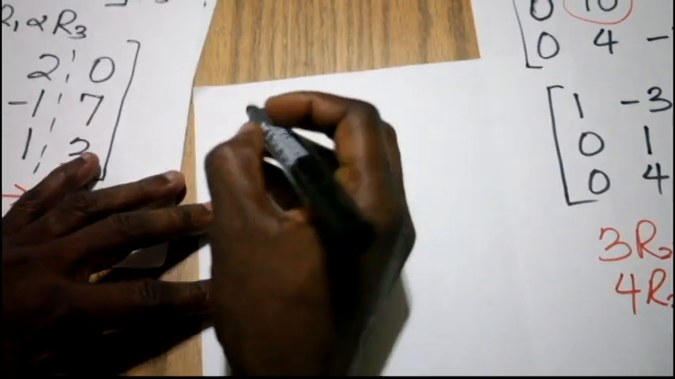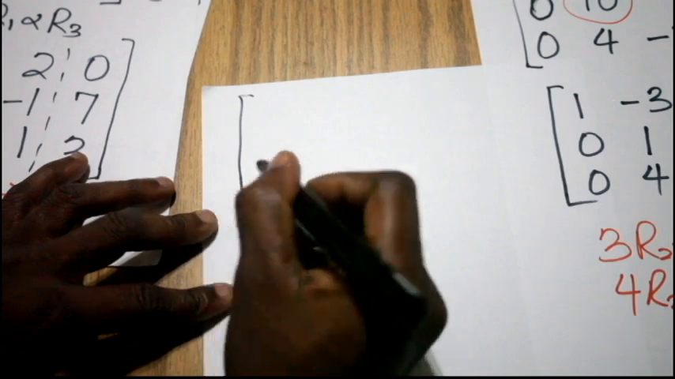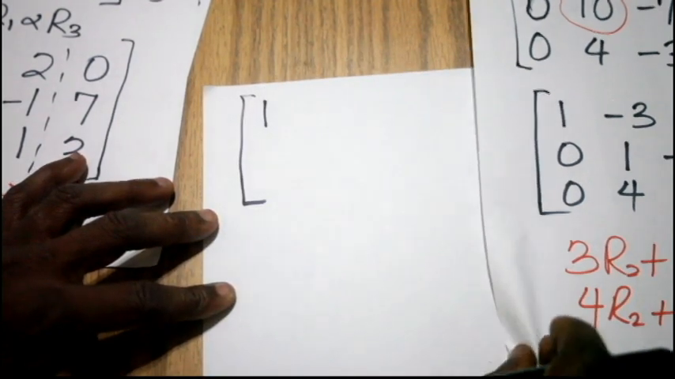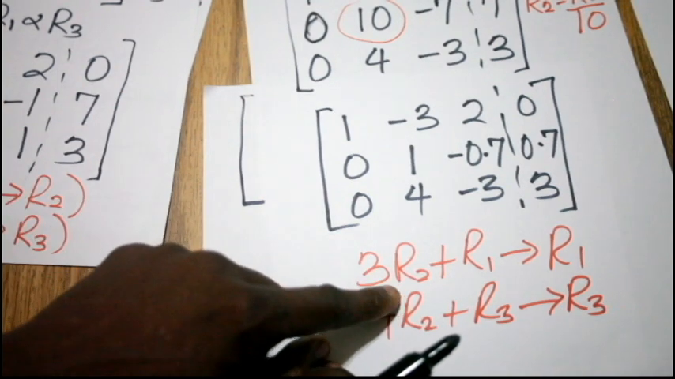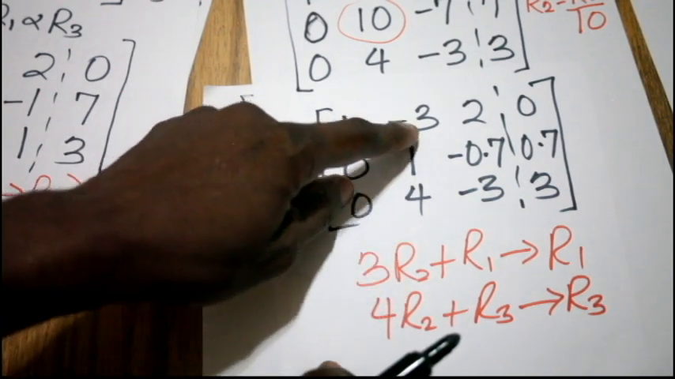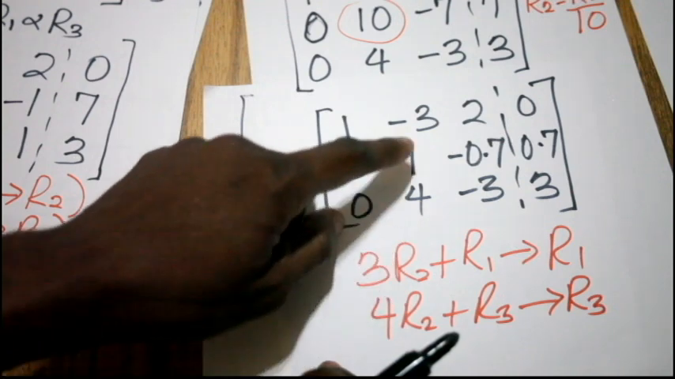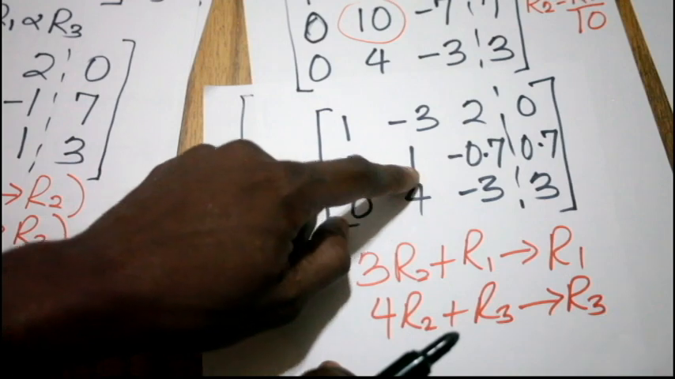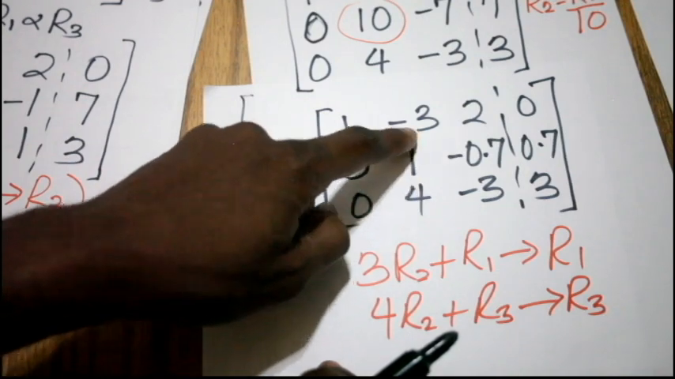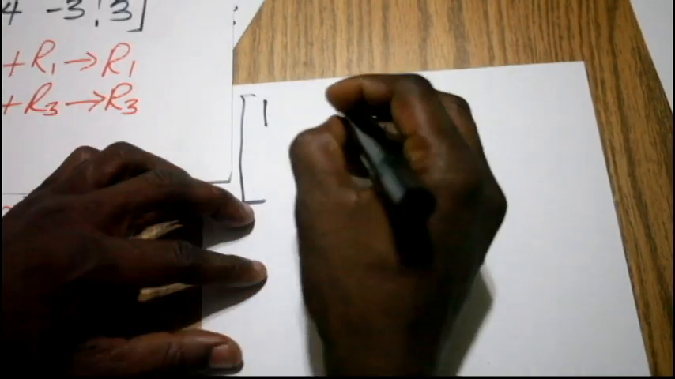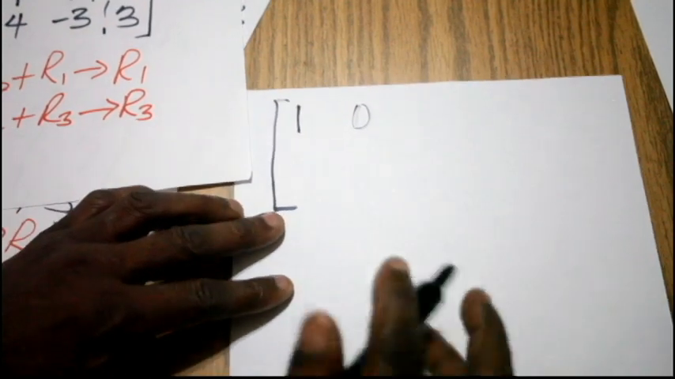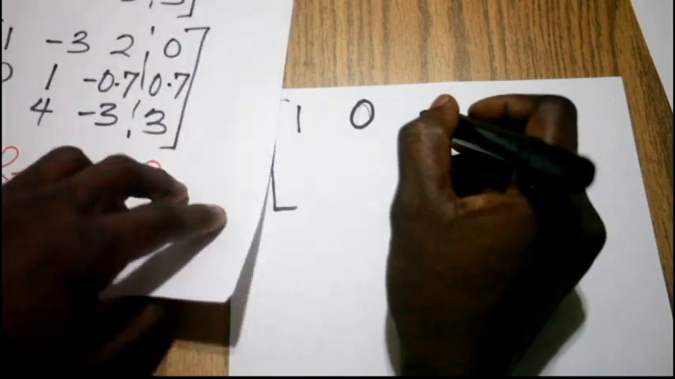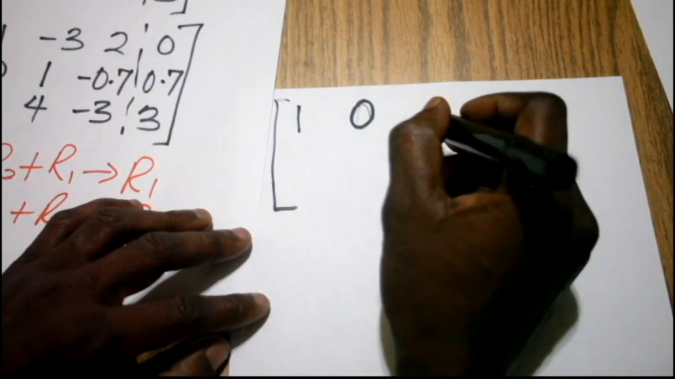So I have the new augmented matrix. I have 1. Now row 1 multiplied by 3R2, that is 3R2 will give me 3, then plus R1, that's going to give me 0. So I have this in form of 0. I have the same thing. These are the new answers I'm going to have.